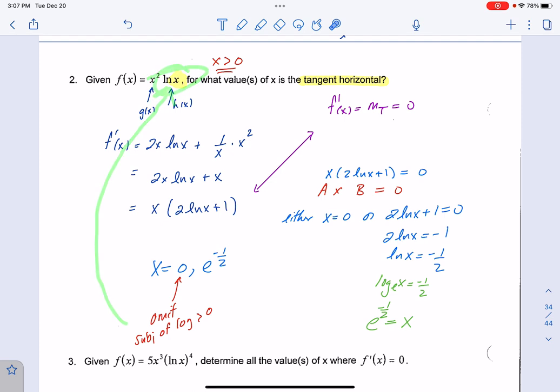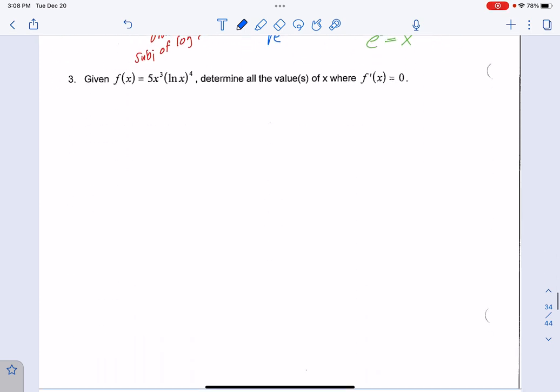And it's not. When we look back at the original equation, way up here, we notice that this x, no matter what we put in, needs to be greater than 0. Well, what about e to the negative 1/2? That is greater than 0, people. That's not negative. e to the negative 1/2 is the same as 1 over root e. And that, in this case, is going to be our one and only solution for question 2. That is the only value of x where the tangent will be horizontal.